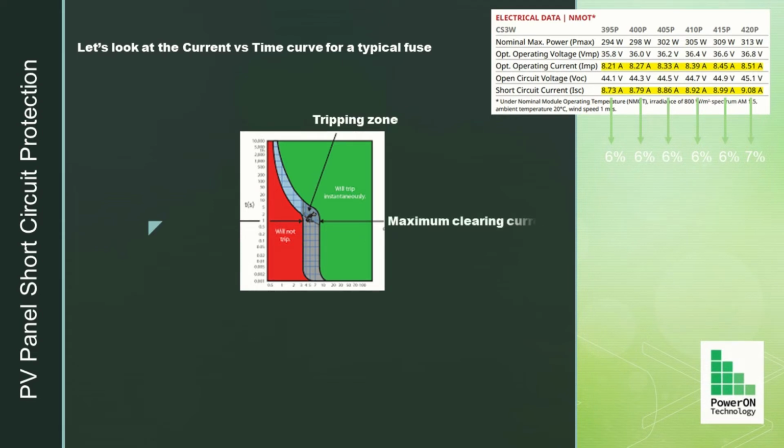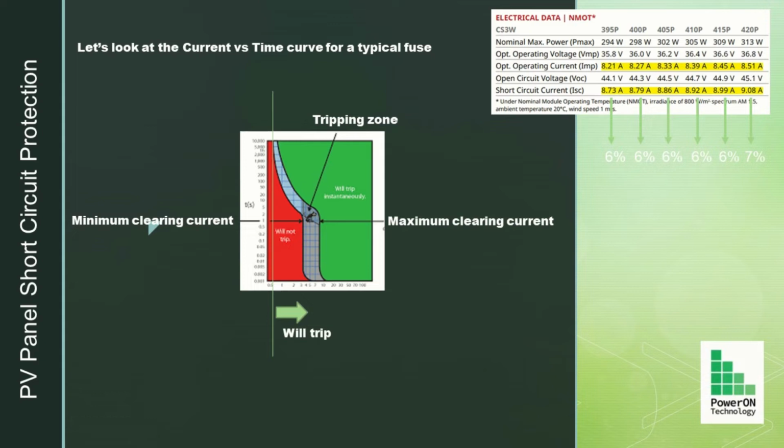The maximum clearing time is given by the right edge of this center area. The minimum clearing time is given by the left edge of this center area. This vertical green line shows an example of continuous operating current for this fuse.